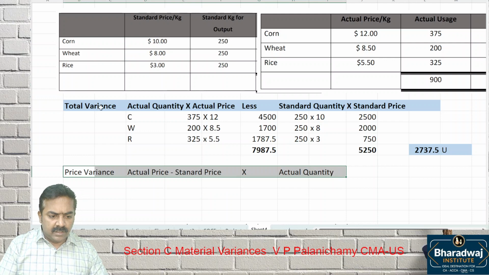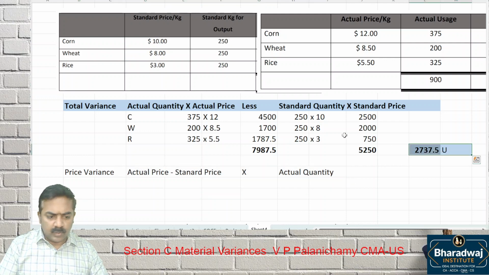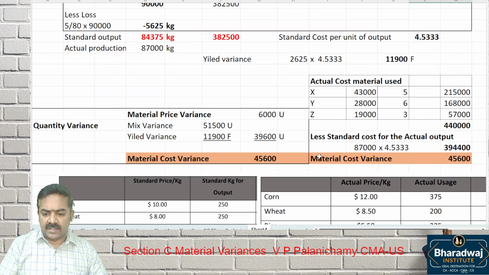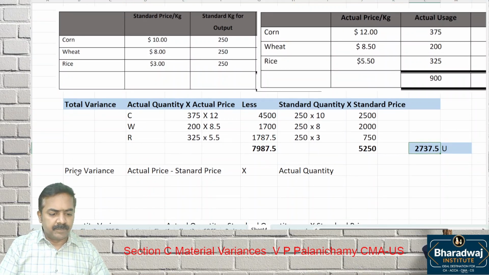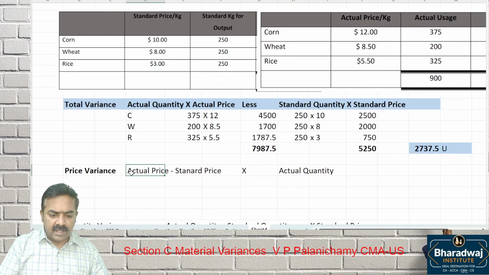Next, we will bifurcate this variance. This is like material cost variance, actual cost minus standard cost. This is actual cost, this is standard cost. The difference is what? Unfavorable variance. Next one is the price variance: actual price minus standard price into standard quantity.